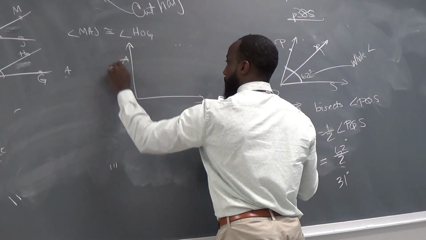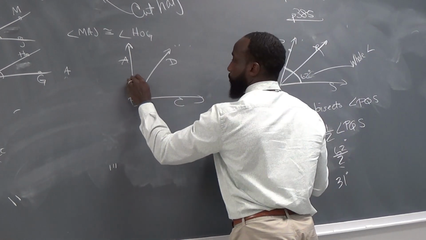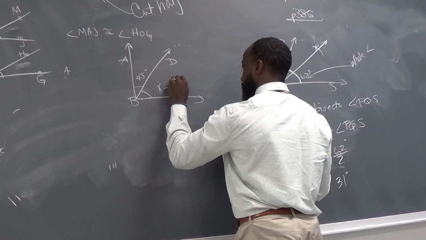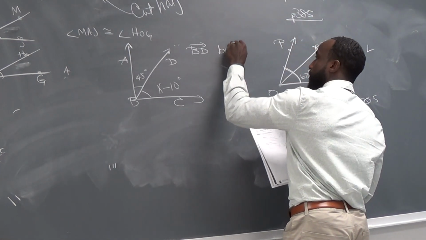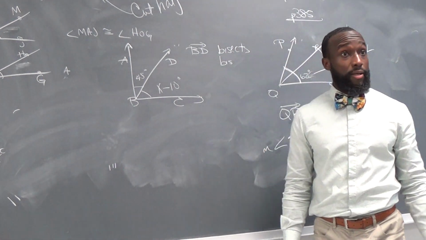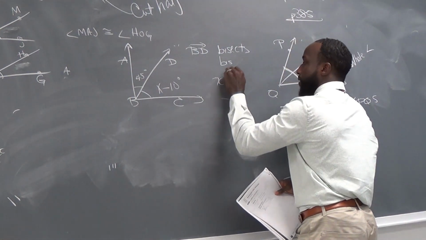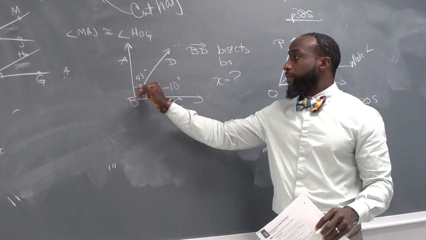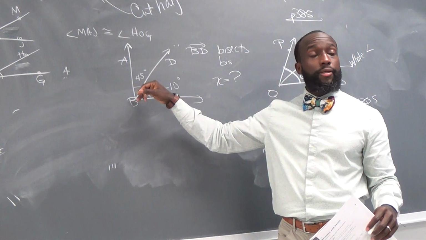You got A, B, D, and C. This is 45 degrees. This equals X minus 10 degrees. BD bisects it. Sometimes they just put BIS. That means bisect as well. We good so far? So now we want to find X. These marks mean something. What do these marks mean again? Congruent or not congruent? Congruent.